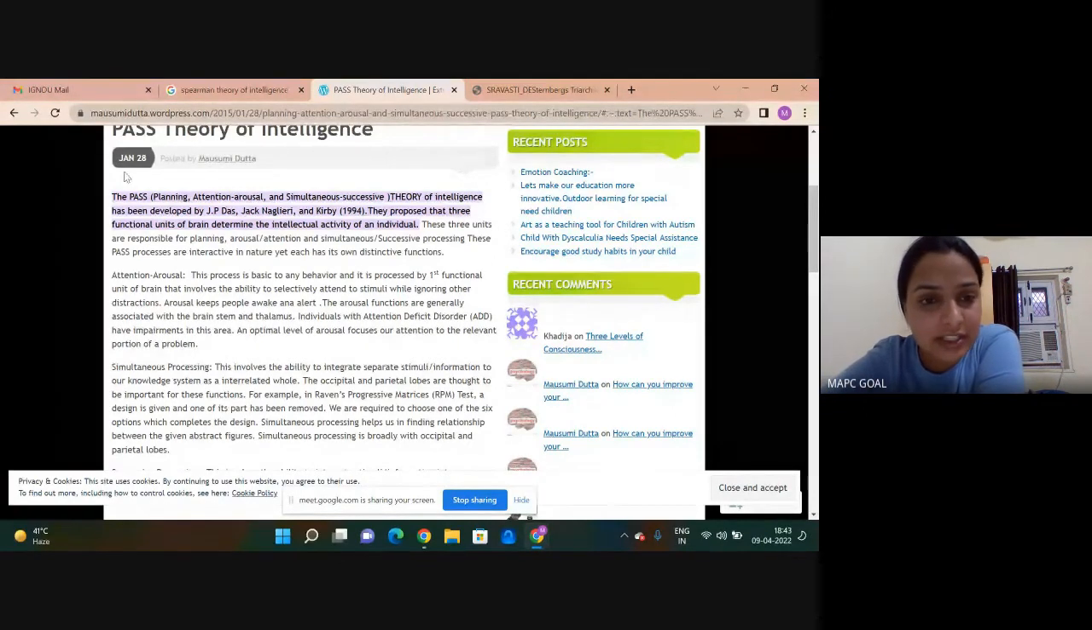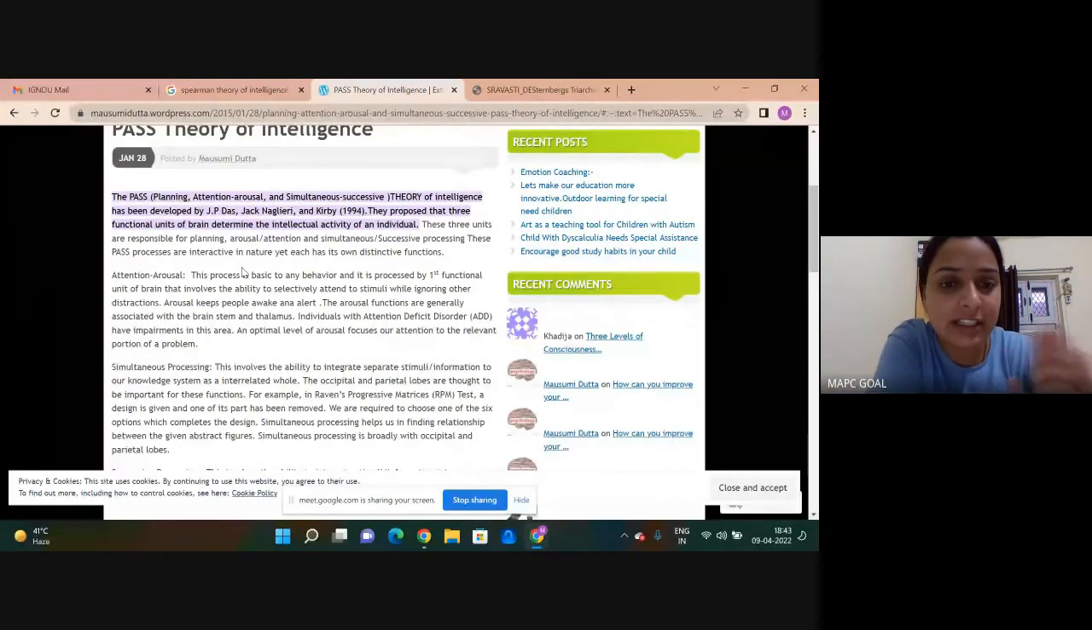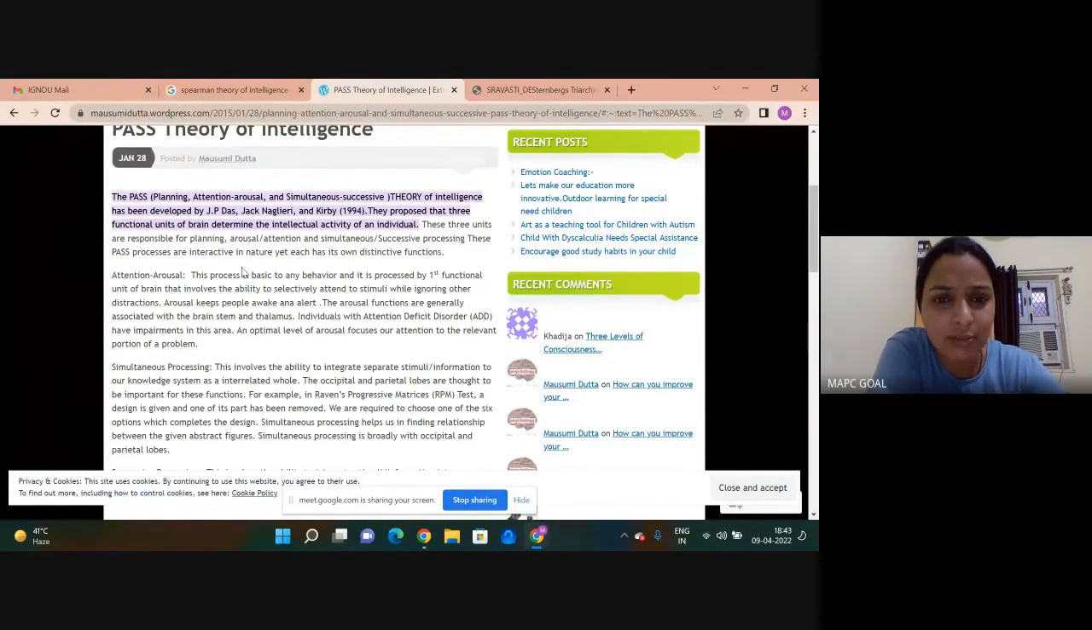Coming back to the next theory, that is the PASS model. First of all, it's not basically the attention and the arousal. This concept is the first one, the first functional unit of activity that is involved. But just to make a model, to give it an abbreviation, we have named it the PASS model.